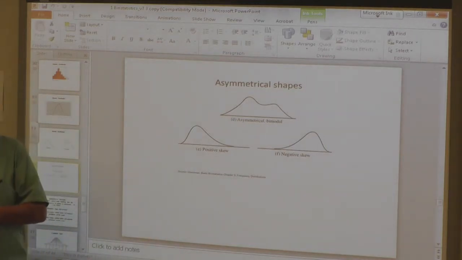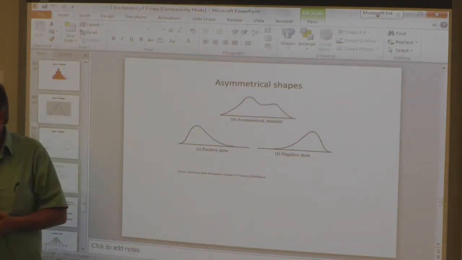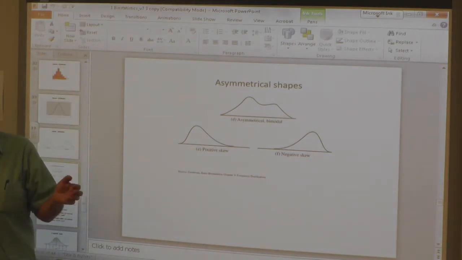Positive skew. Let's say that you guys graduate and you all go out and find jobs, right? And you find that the average starting salary among all of your graduates is $65,000 a year. Is that a good salary? That's decent, right?